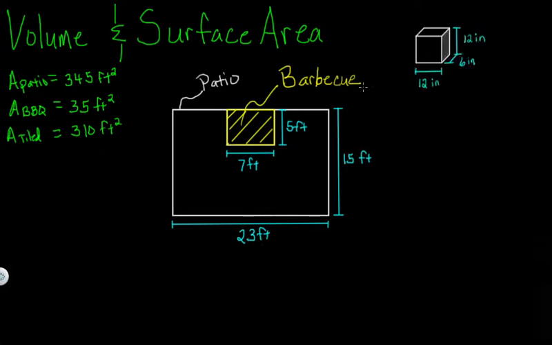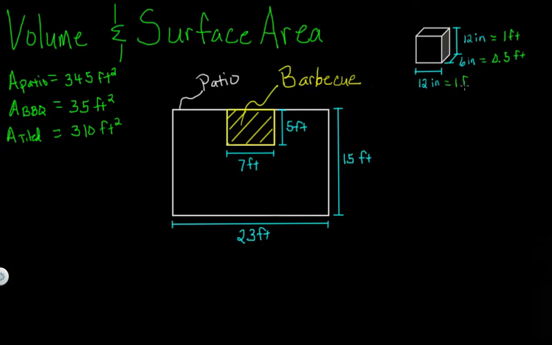Now, the patio area is going to be tiled in stone tiles, but the barbecue area is going to be made of brick. And each brick in the barbecue has the following dimensions. It is 12 inches wide, 6 inches long, and 12 inches high. Since we're dealing in feet here, it can be useful to convert these dimensions to feet. So 12 inches is equal to 1 foot, 6 inches is half a foot, 0.5 feet, and again, 12 inches is a foot.